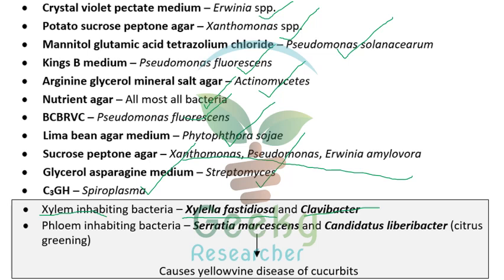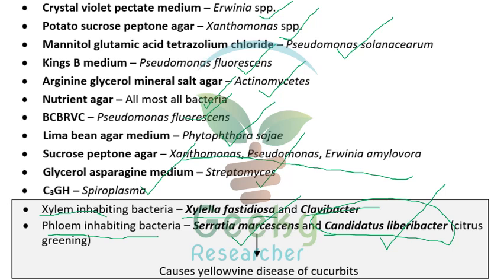When it comes to phloem inhabiting bacteria, there are Serratia marcescens and Candidatus Liberibacter. It is very important that Candidatus Liberibacter asiaticus causes citrus greening. Okay, citrus greening is caused by Candidatus Liberibacter asiaticus. Serratia marcescens causes yellowing disease of cucurbits.